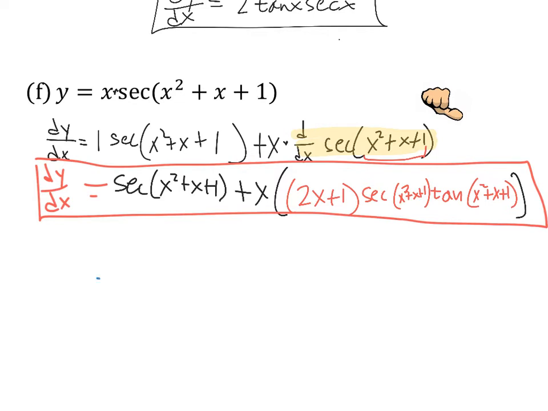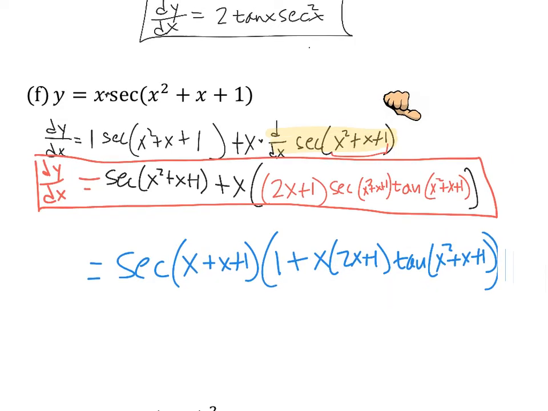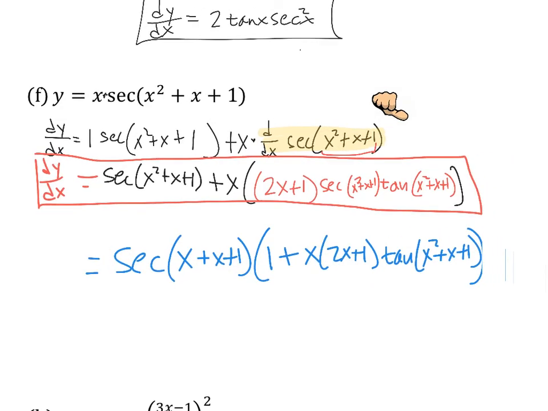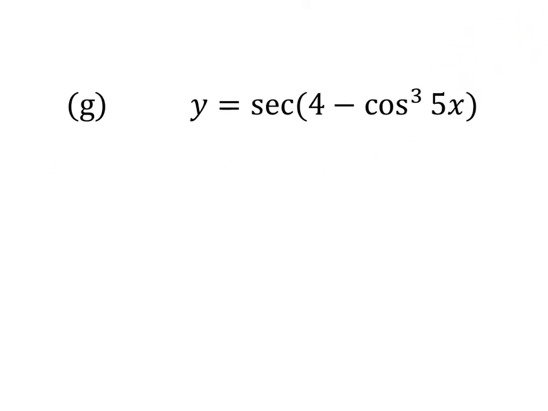I'll go ahead and do that for good practice here. Just to make it a little cleaner, secant of x squared plus x plus 1. And that leaves, because I'm factoring that out, the whole thing of 1 plus, and I have this x, this 2x plus 1, and this tangent. So x, 2x plus 1, and tangent of x squared plus x plus 1. So that's one way that will simplify that, but it's fine. We don't need to worry too much about simplifying right now. All right, let's look at a couple more using that chain rule.